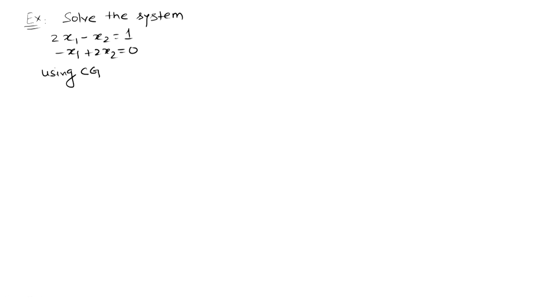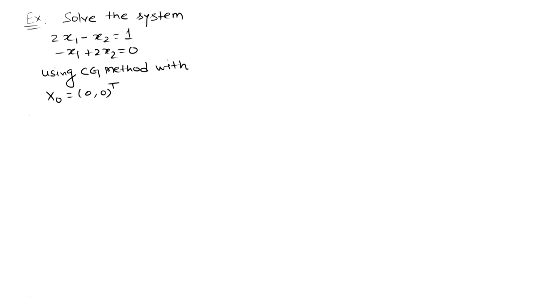Let us take a simple example. Solve the system 2x1 minus x2 equals 1, minus x1 plus 2x2 equals 0, using the conjugate gradient method with initial solution x0 as (0, 0).